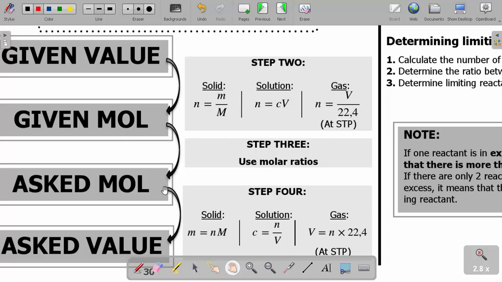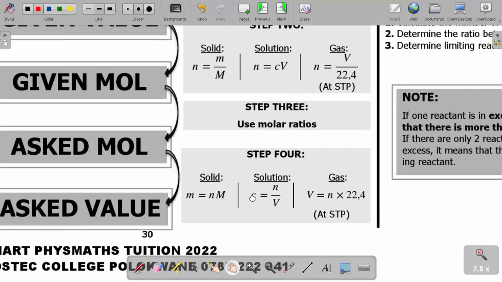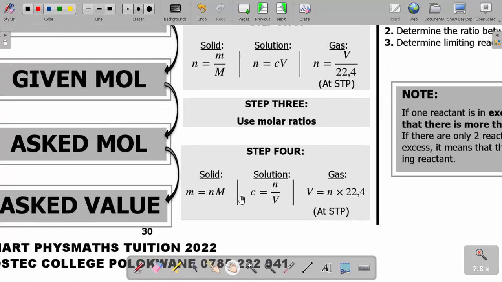Then from there, after getting these moles, I use the mole ratios to convert the given moles to asked moles. Are we together? After getting the moles, in step 4, if they ask to calculate the mass, I can say that mass equals n times molar mass, or that concentration is moles divided by volume, or volume equals moles times 22.4, as we're going to see in the examples to come shortly. Hope we are still together.